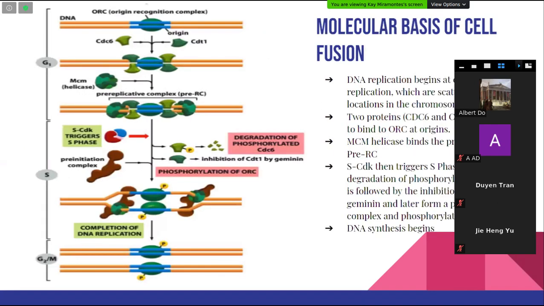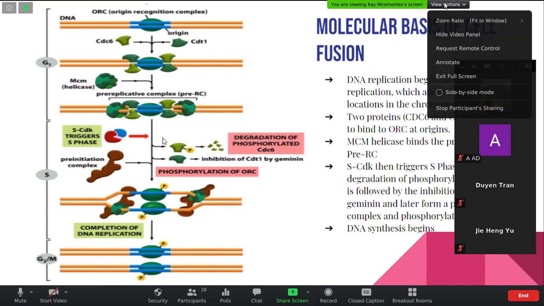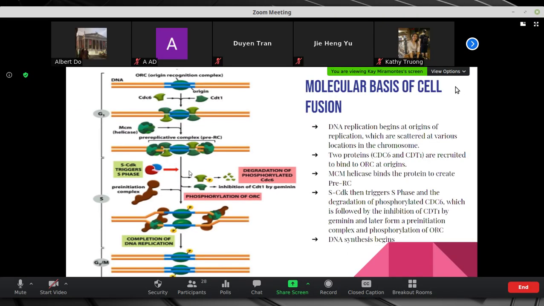So to start off, DNA replication begins at origins of replication, which are scattered at various locations in the chromosome. In this diagram, you can see that in late mitosis and early G1, proteins bind to the ORC at origins. The ORC is an origin recognition complex. It is a multi-protein complex that binds to the yeast replication origin. It is the start of DNA replication and serves as landing pads for several additional regulatory proteins.